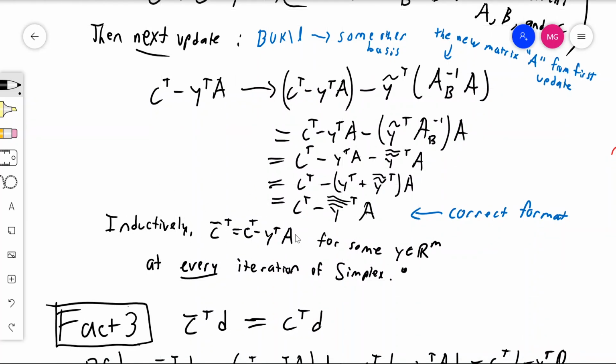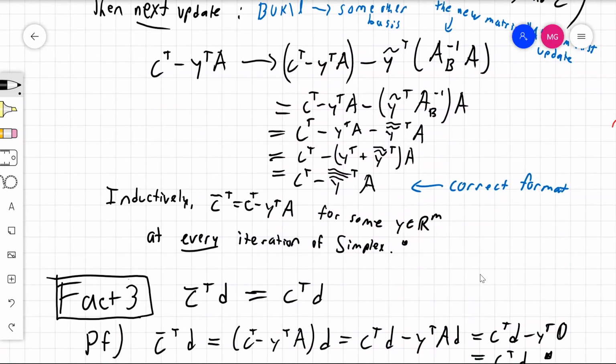And so now, inductively, you can just see that that always happens. Because if it was of the correct format before, and then we update, and it's still of the correct format, then you can keep iterating, and it'll always be of the right format.